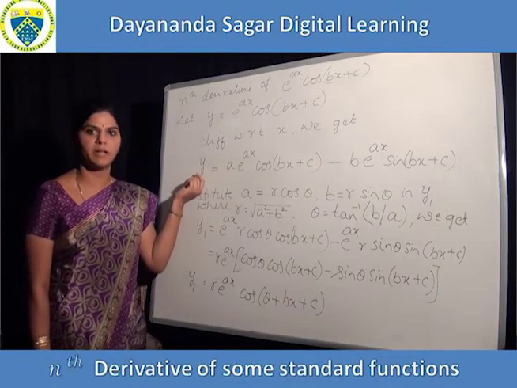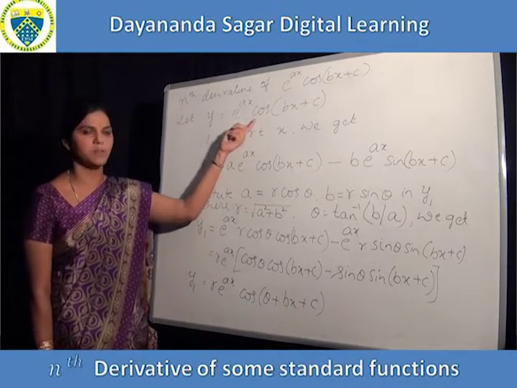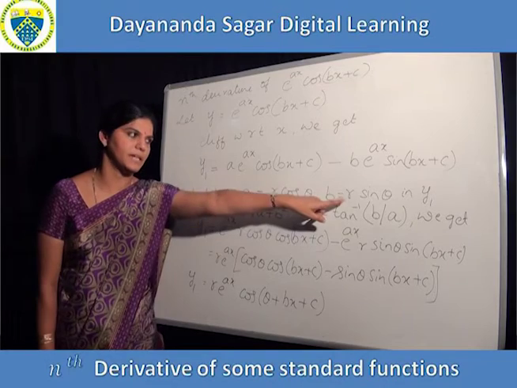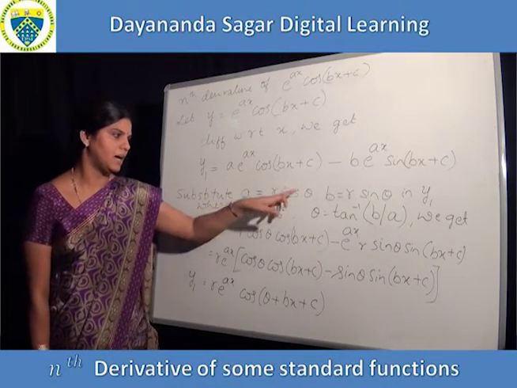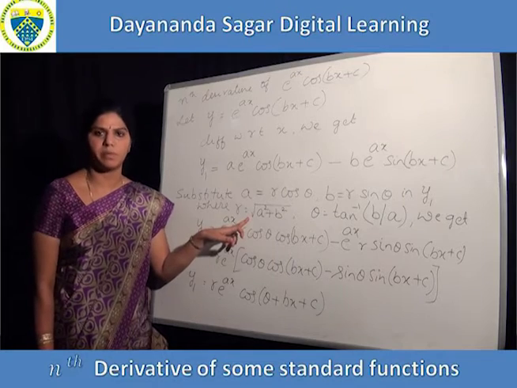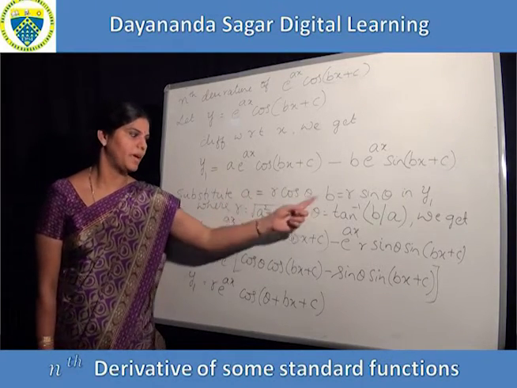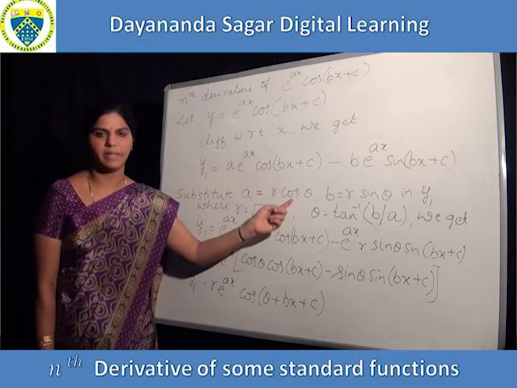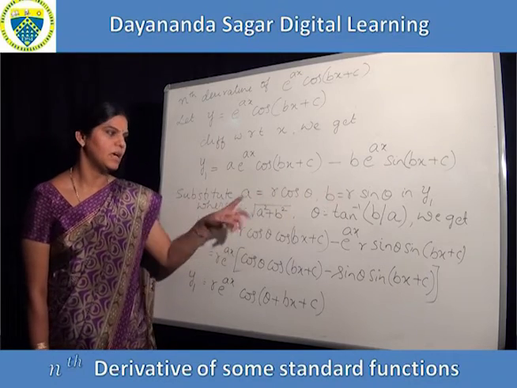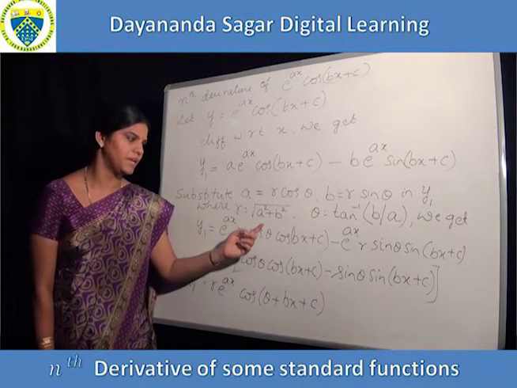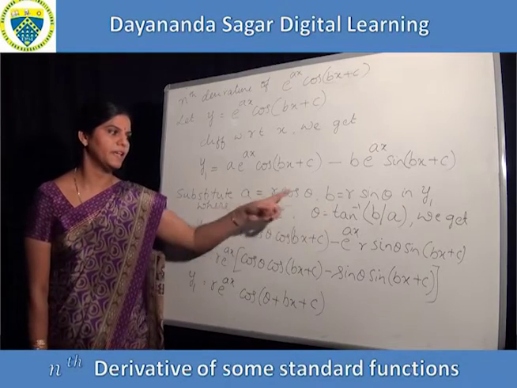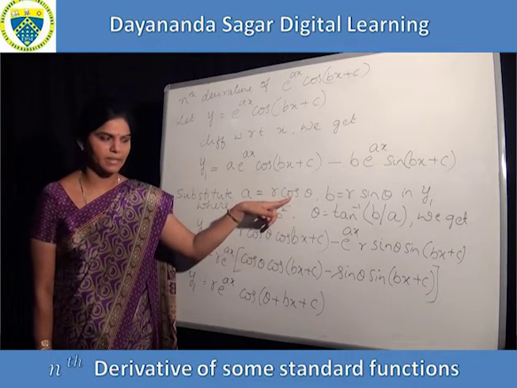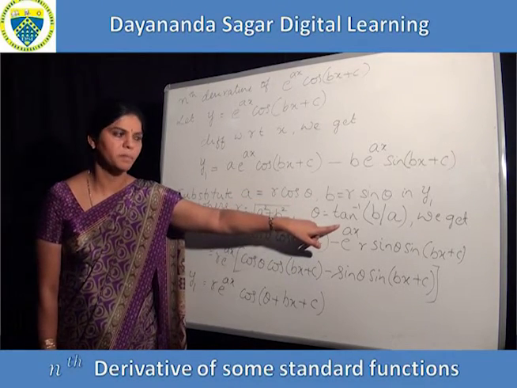Now to write this first order derivative in terms of the given function e power ax into cos bx plus c, I'll make the substitution a equal to r cos theta and b equal to r sin theta in y1. So what are r and theta? Where r is equal to root of a square plus b square. This is obtained by squaring a and b and then adding. So a square plus b square will give you r square cos square theta plus r square sin square theta, which is r square, and from that you will get r is equal to root of a square plus b square. Then b by a will give you r sin theta by r cos theta, where r will cancel and sin theta by cos theta is tan theta. So from that theta is equal to tan inverse of b by a.